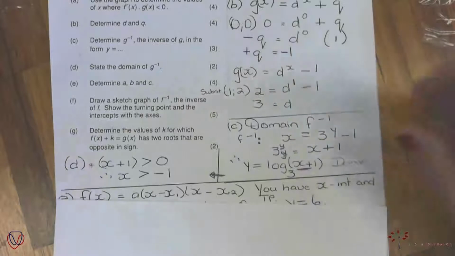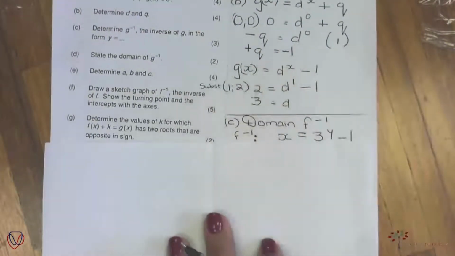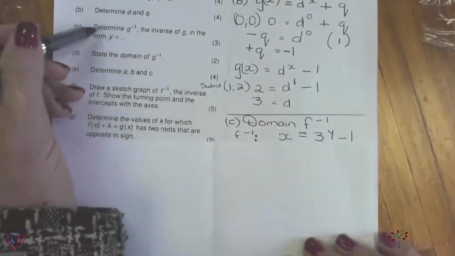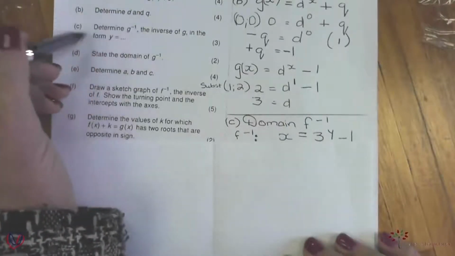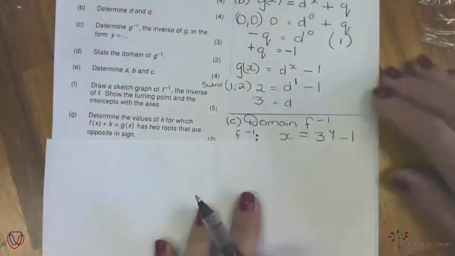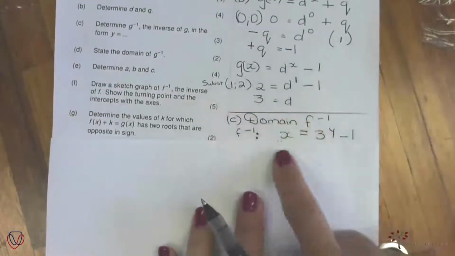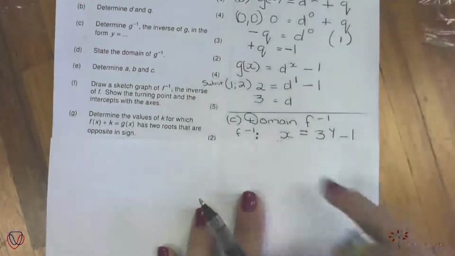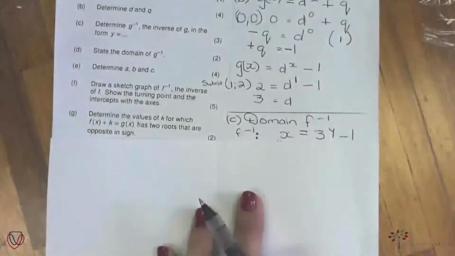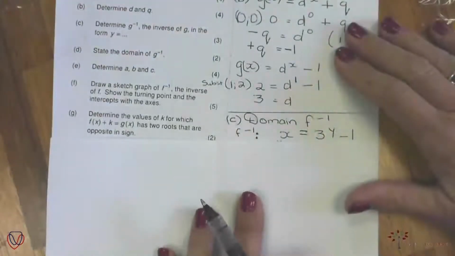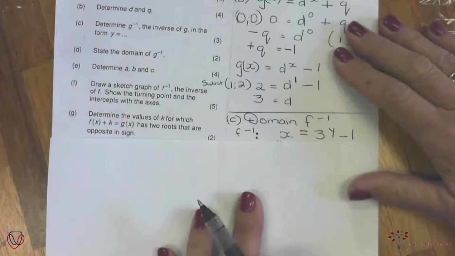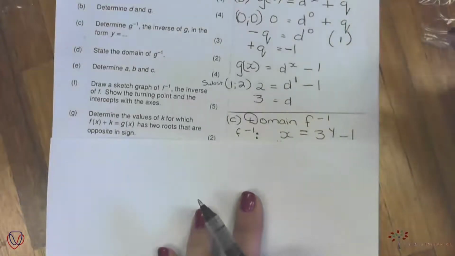Oh, I skipped C. That's why I didn't get to that equation. Okay, let's go quickly back. Determine the inverse of G in the form y is. Okay, the inverse means x and y swap. For G, it was y is 3 to the power x. There's the inverse. Then you say, oh goodness, how can I solve for y there?